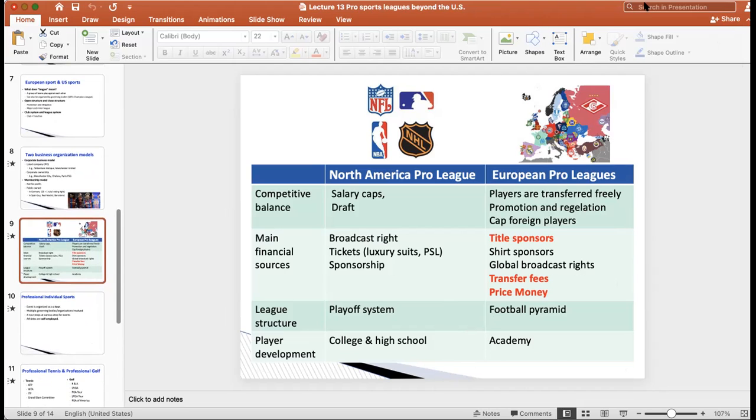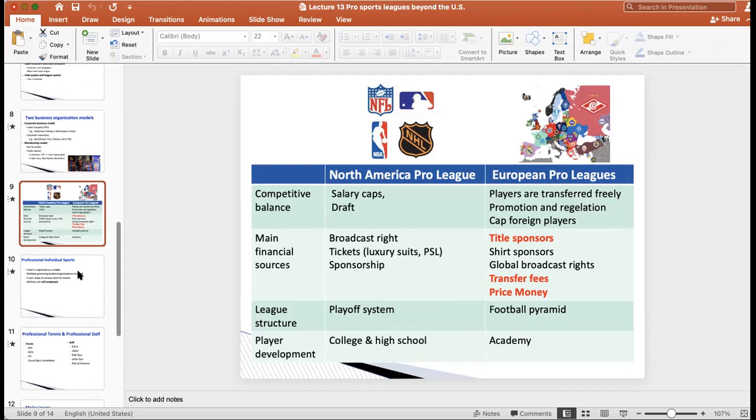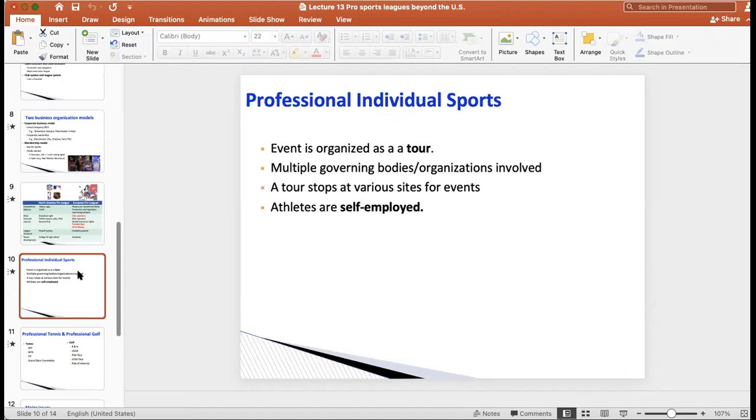Okay, the second topic we talk about this week is professional individual sport, right? We talk about professional individual sport like tennis and golf. They organize in a very different way. They organize as a tour. Professional team sport is organized as a league, right? Multiple governing bodies or organizations are involved. Tours stop at various sites for the events. I think a lot of times they're still employees, right?